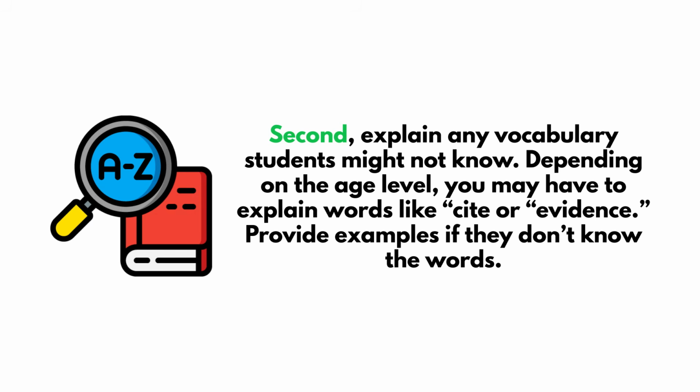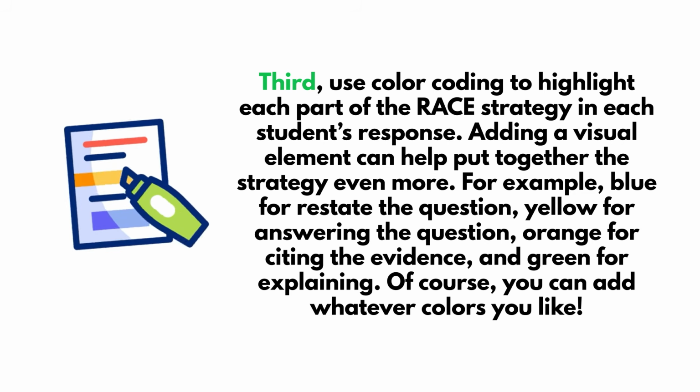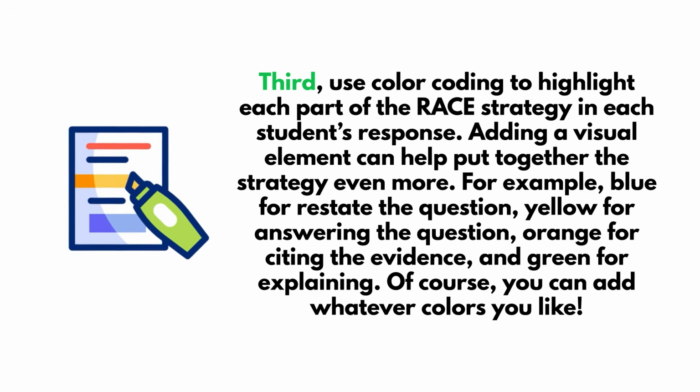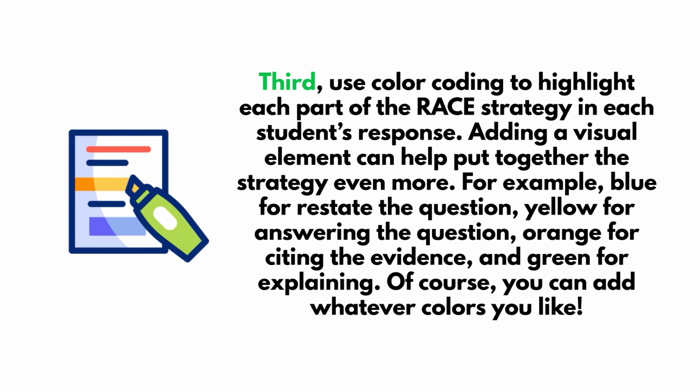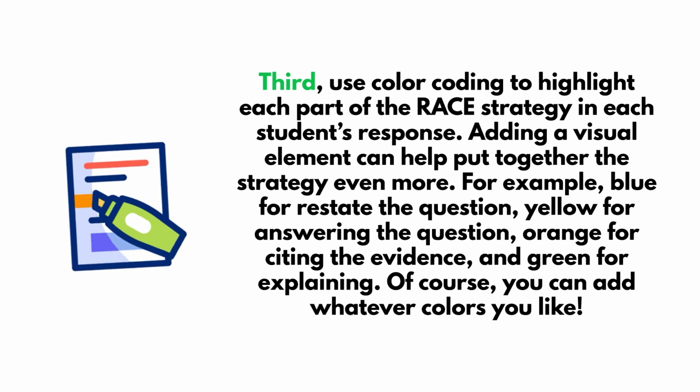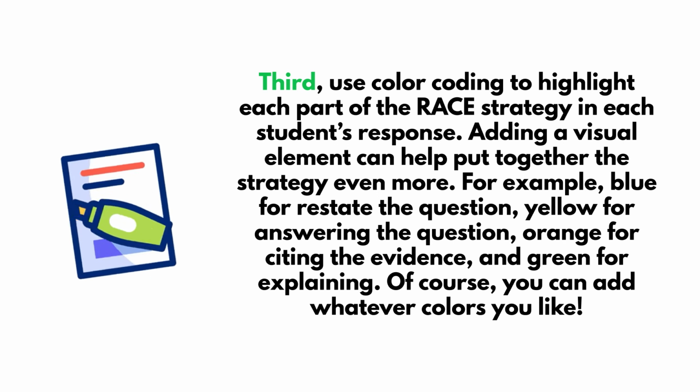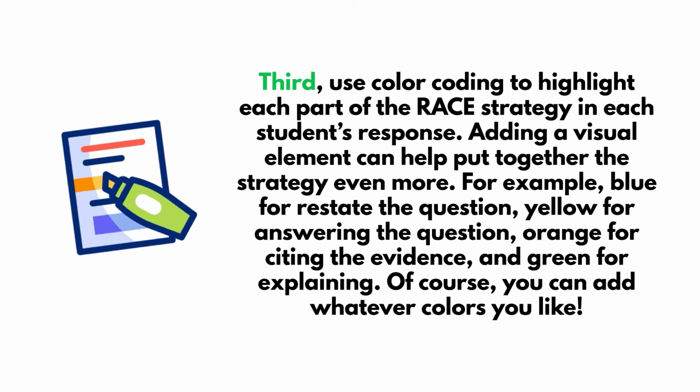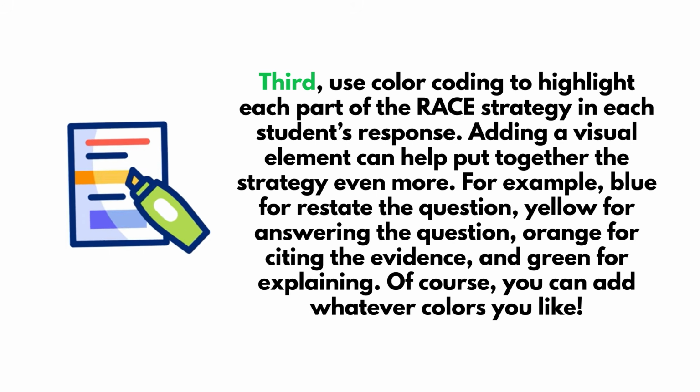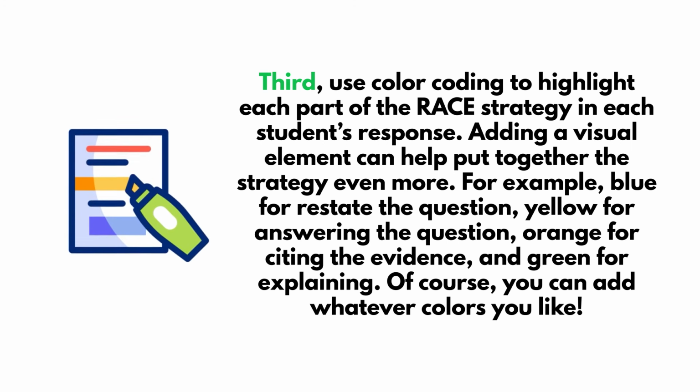Second, explain any vocabulary students might not know. Depending on the age level, you may have to explain words like cite or evidence. Provide examples if they don't know the words. Third, use color coding to highlight each part of the RACE strategy in each student's response. Adding a visual element can help put together the strategy even more. For example, blue for restate the question, yellow for answering the question, orange for citing the evidence, and green for explaining. Of course, you can add whatever colors you like.